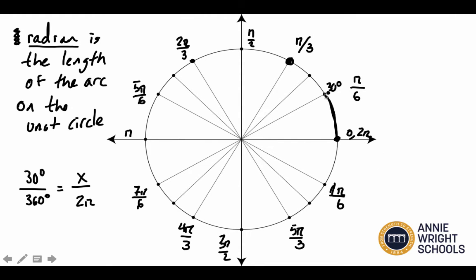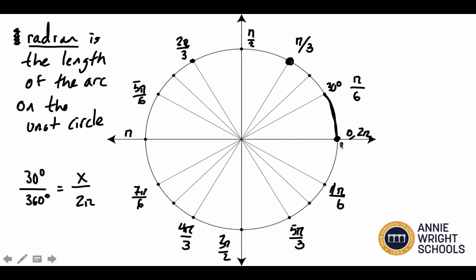So just like I did with the angles, 30, 60, 90, 120, 150, 180, 210, 240, 270, 300, 330, 360. I just added 30 degrees around and walked around the unit circle. I can do the same with the radian measure.